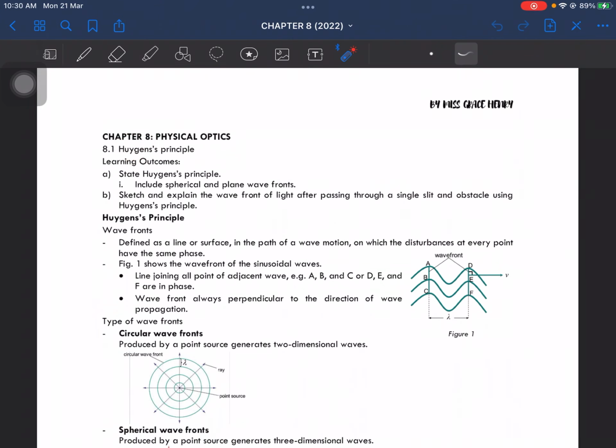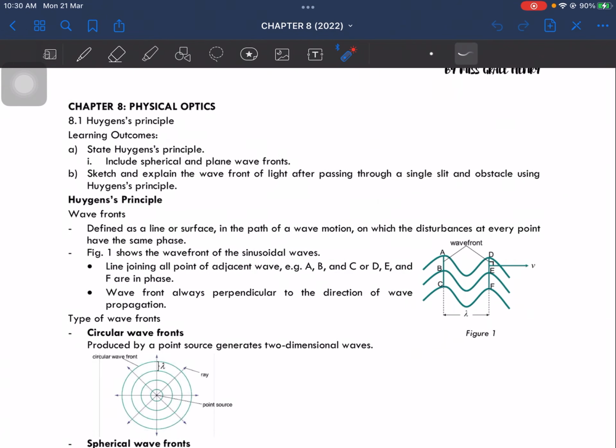In this subtopic you should be able to state what is Huygens Principle, which includes spherical and plane wave fronts. The second one, you should be able to sketch and explain the wavefront of light after passing through a single slit and an obstacle using the principle. So let's look onto the principle.